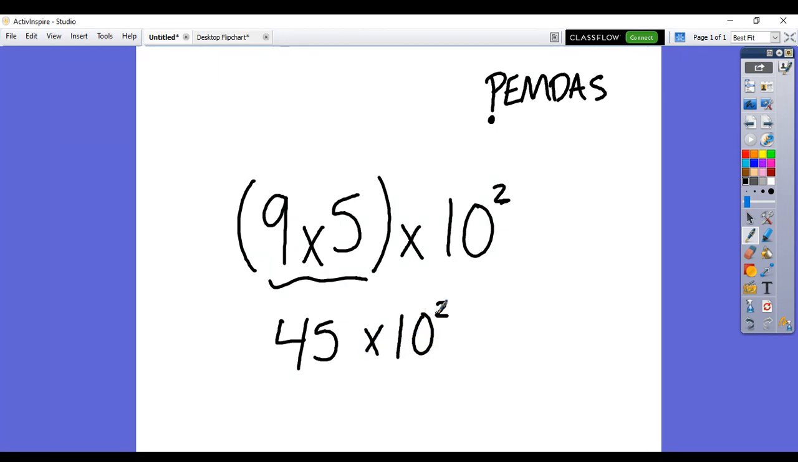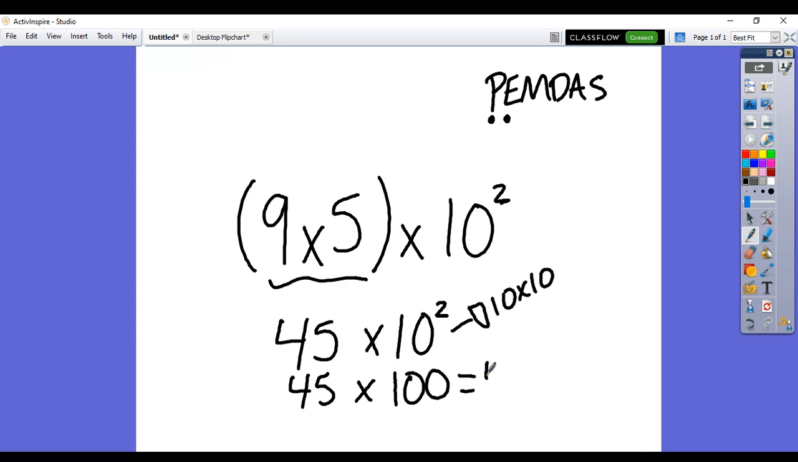Now I can move on to exponents, right? I'm going to bring this 45 down. 10 squared is the same as 10 times 10, which gives me 100. So 45 times 100 is going to give me 4,500. We have to remember to solve what's in parentheses first, and then we can move on to the exponent.